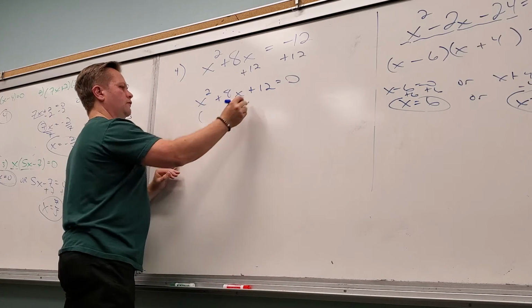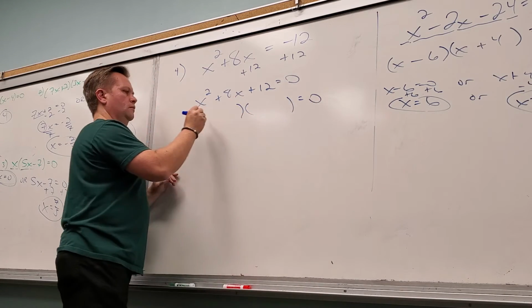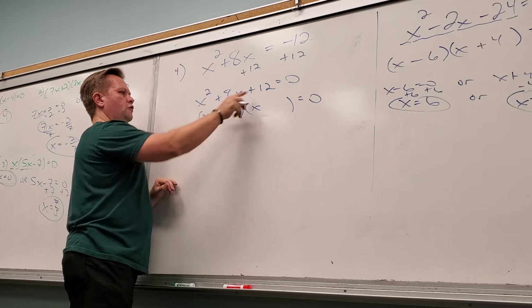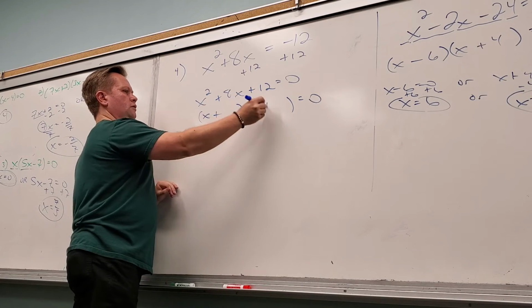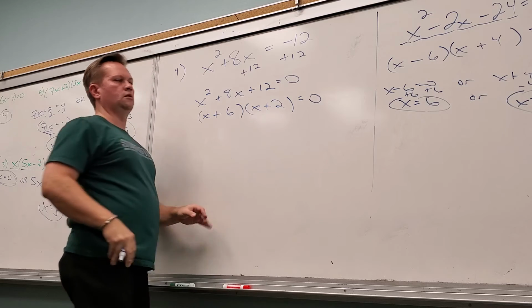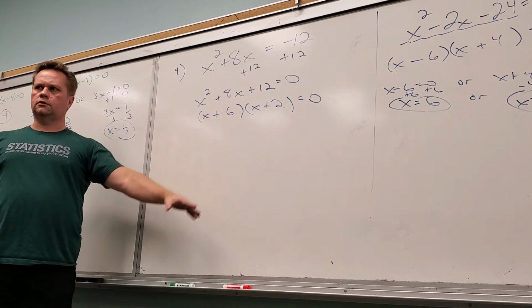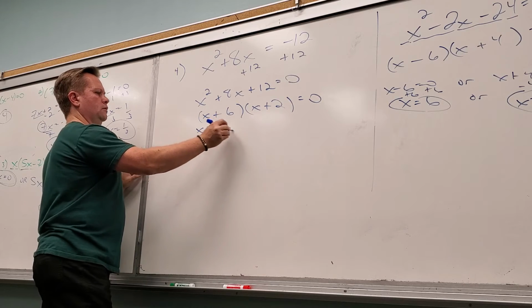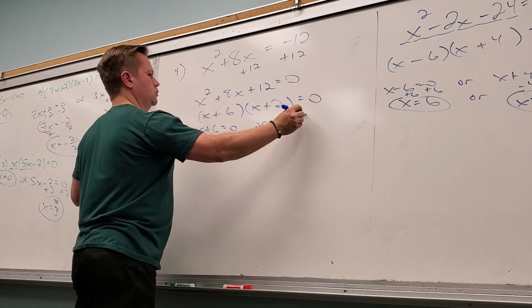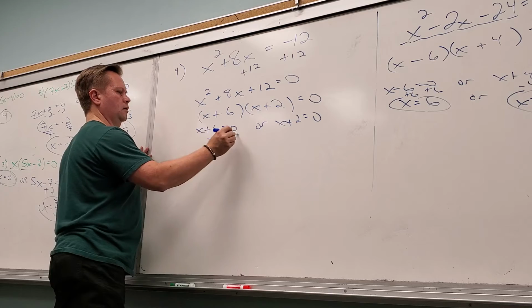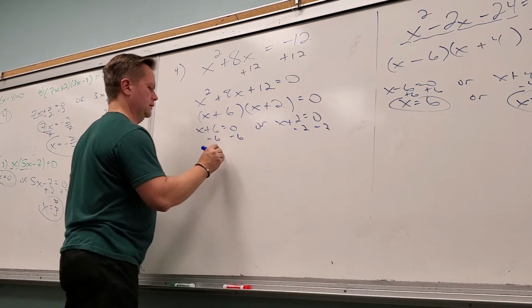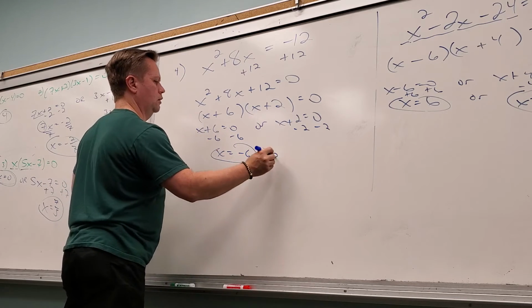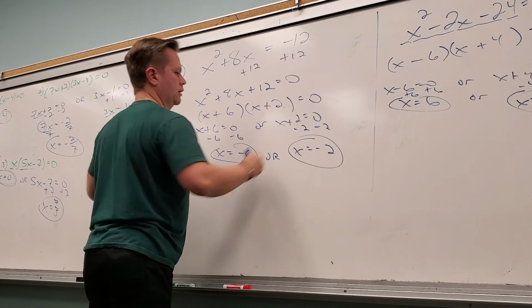And then, of course, how do I factor that? 4 and 4? No, 4 times 4 is not 12. Oh, dang. 6 and 2, yeah. So then what are the answers? Either x plus 6 is 0, or x plus 2 is 0, so either x is negative 6, or x is negative 2.